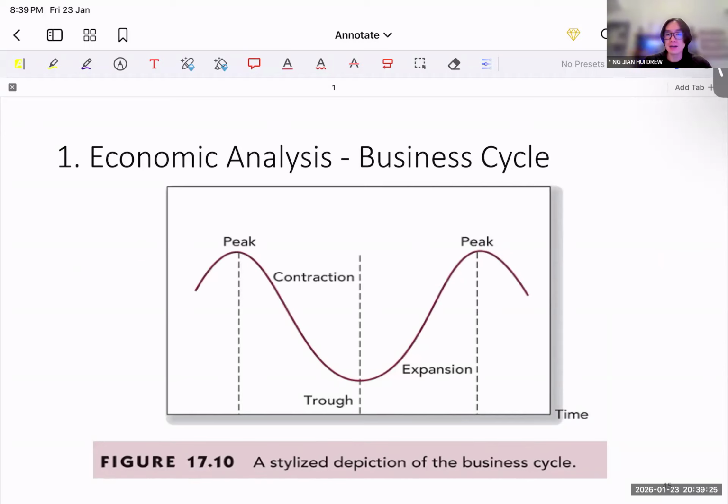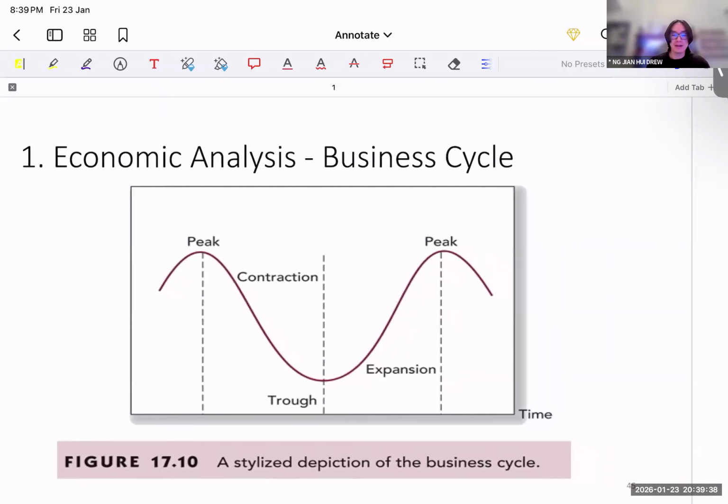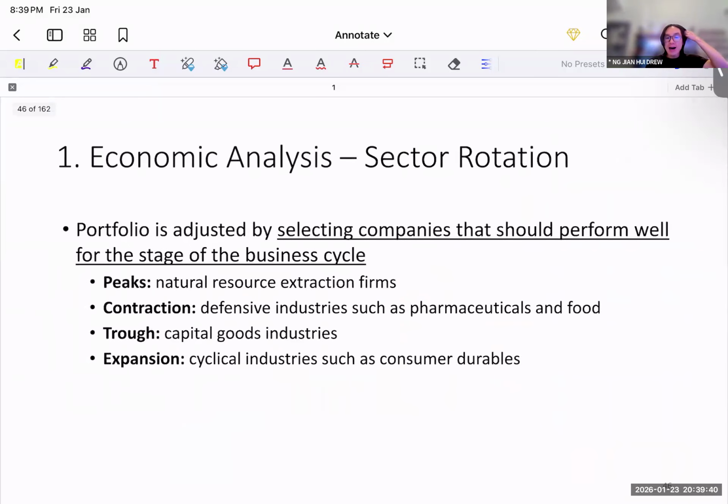Right. That's very good. Okay, so this is just a pictorial representation of the different business cycle: contraction, trough, and peak. Now we have talked about the business cycle. We are going even lower now, right? To the sectors. So really depending on which business cycle, then we decide which sector is actually good, right?